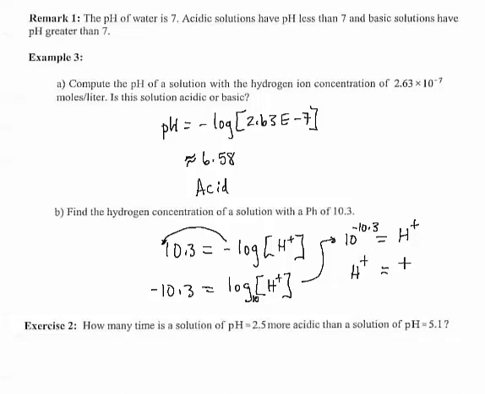H plus equals 5.01 × 10 to the negative 11. So with a pH of 10.3, much higher than 7, this is a base. Okay, and so it has a very low concentration of hydrogen ions.